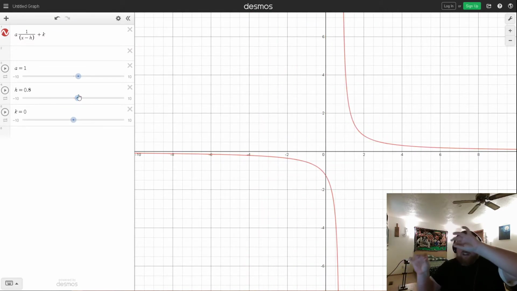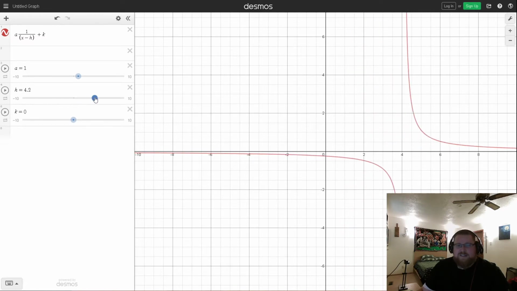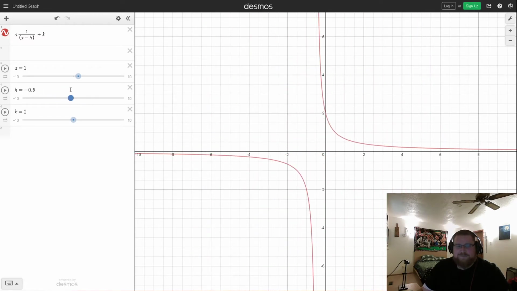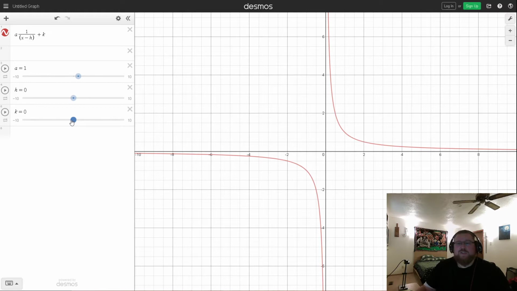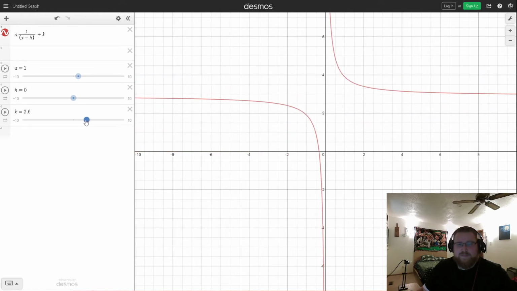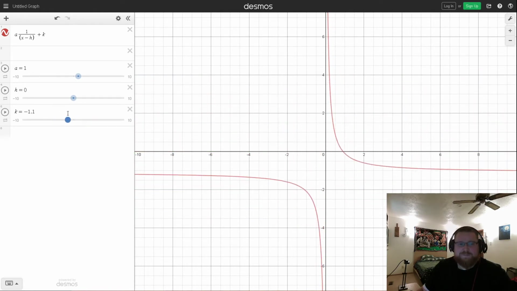Notice it's not changing anything. It's not like the graph is manipulating and rotating something. It's physically picking it up and moving it to a new location. It's like taking a clear piece of paper and tracing on it and then moving the clear piece of paper around. But h only affects the x's. It only moves left or right. K, because it is outside of the fraction, it is outside of the operator, and thereby it only changes the y values. So it's either up or down.